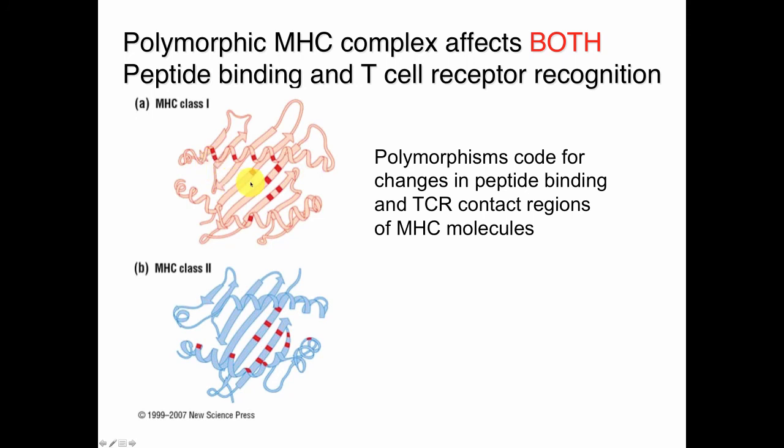And you can see that the polymorphisms are clustered to affect the structure, the molecular complex that affects the specificity of the peptides that are within this MHC peptide binding groove. And not only that, it affects the contact areas where the T-cell receptor interacts not just with the peptide, but also with the MHC molecule itself. And this is true for both MHC class 1 and MHC class 2.